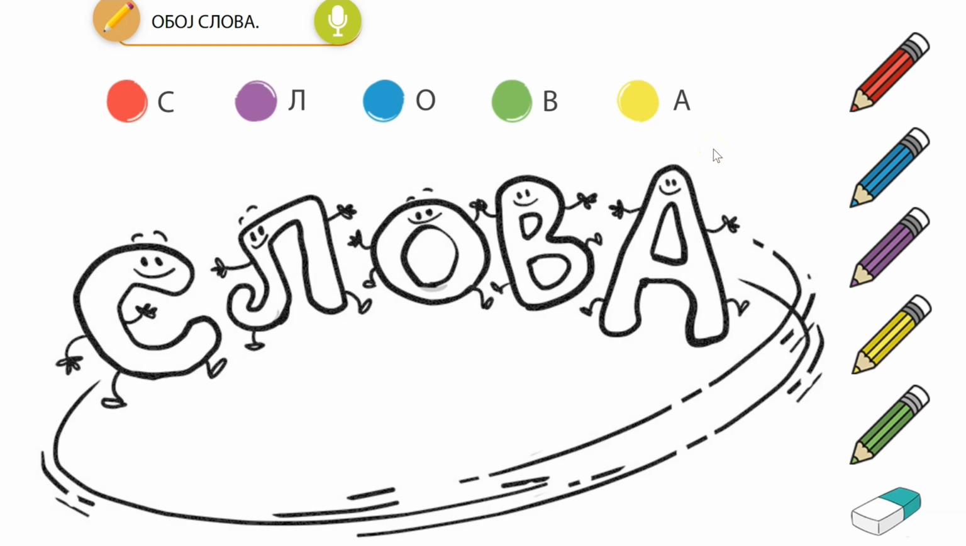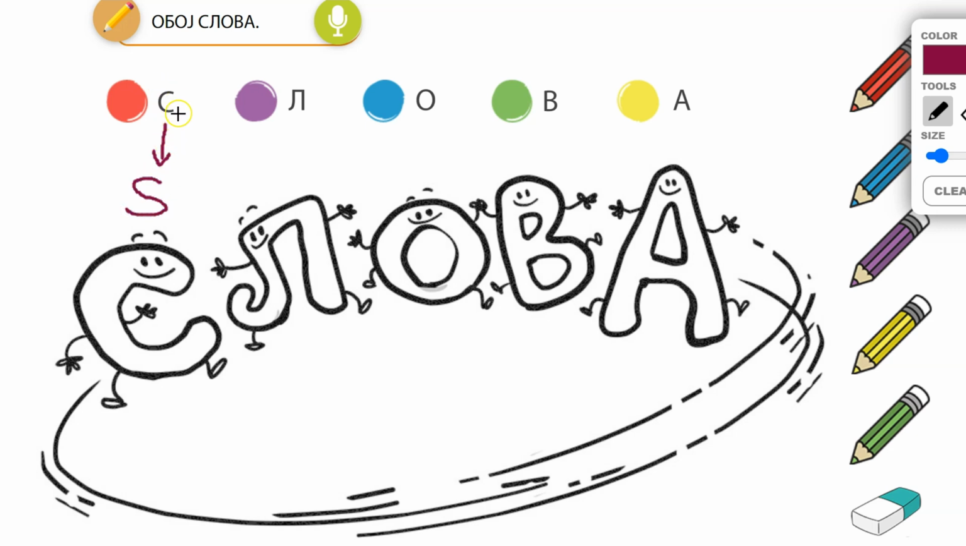So let's start. The words "oboj slova" mean colored letters. So let me explain first to you what this letter stands for in the Serbian Cyrillic. This is an S. So let's read it slowly. S.